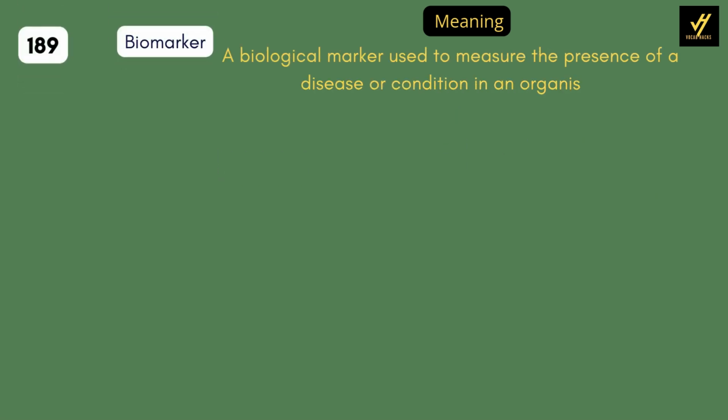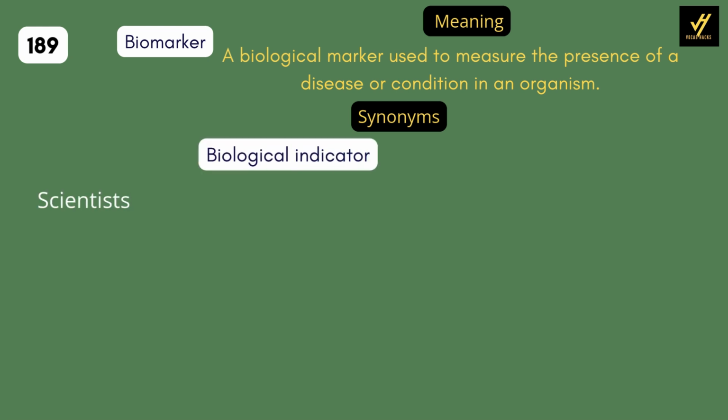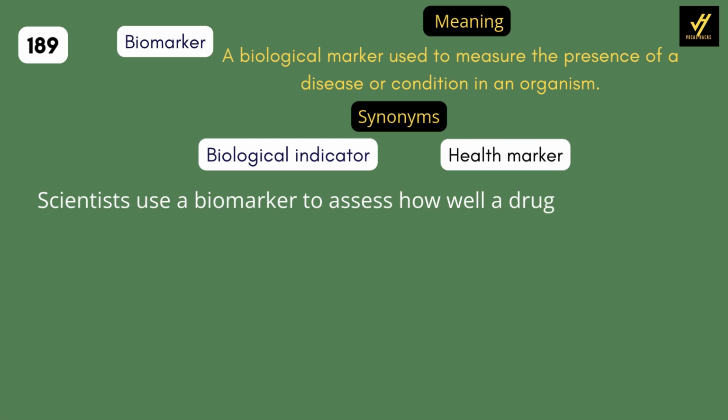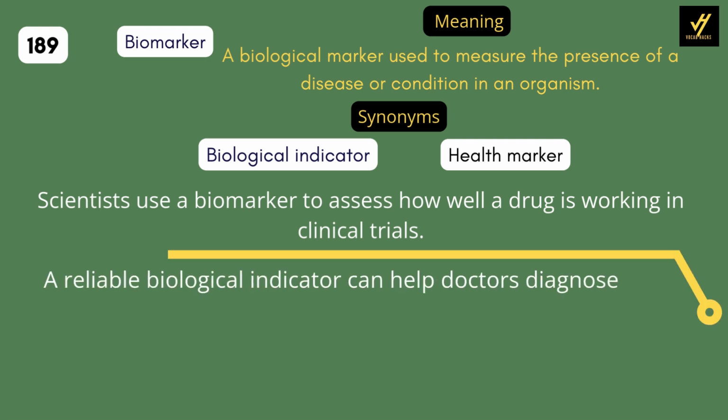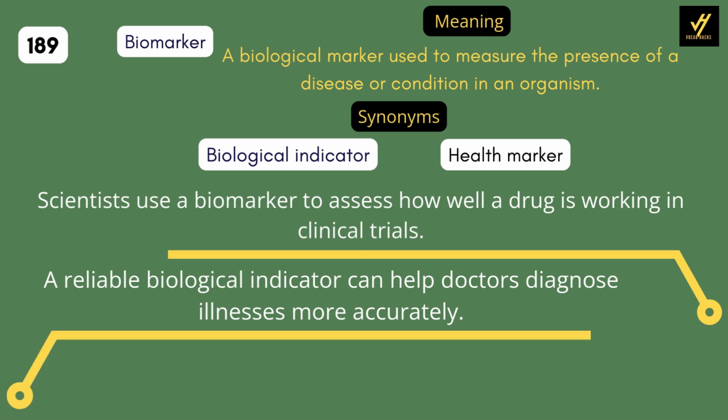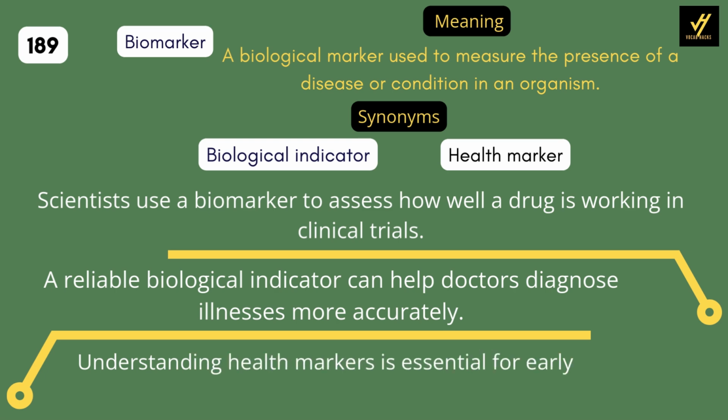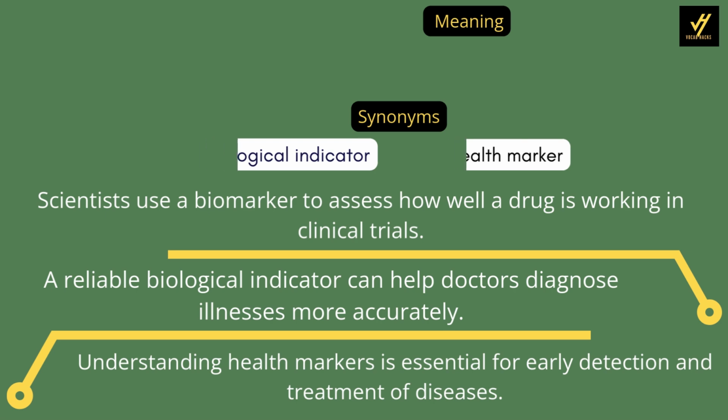Biomarker, a biological marker used to measure the presence of a disease or condition in an organism. Scientists use a biomarker to assess how well a drug is working in clinical trials. A reliable biological indicator can help doctors diagnose illnesses more accurately. Understanding health markers is essential for early detection and treatment of diseases.